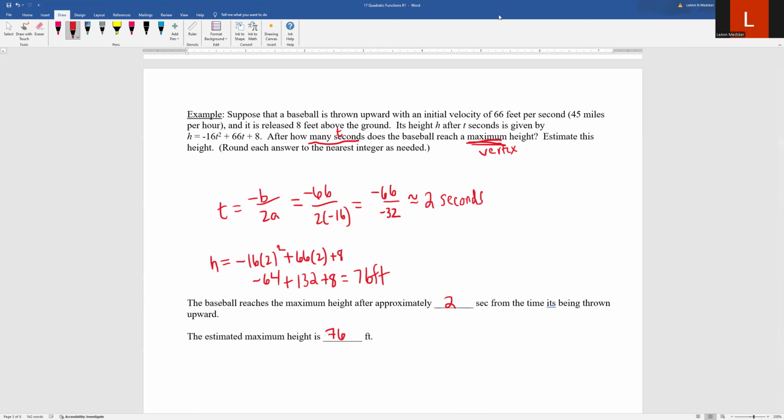Okay, so that ends the notes from today. I'm going to be doing a separate video, like we talked about, for the quadratic formula.